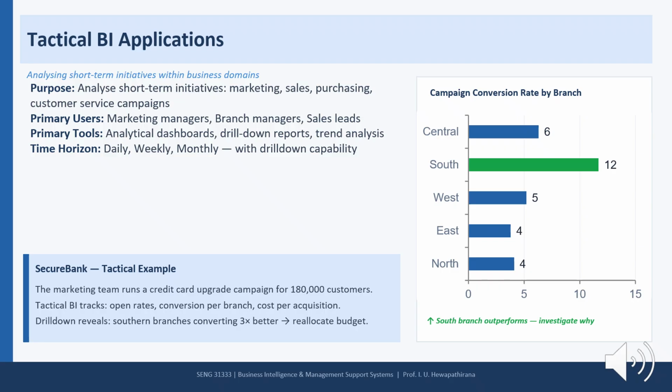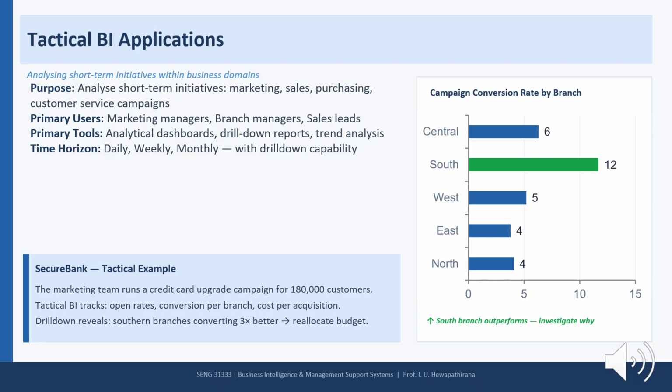Look at the bar chart on the right side of this slide. This shows the credit card upgrade campaign conversion rate broken down by branch region at Secure Bank. The North, East, and West branches are all converting at around 4%. Central is slightly better at 6%, but look at South, 11.7%. The South branch is converting at nearly 3 times the rate of every other region.